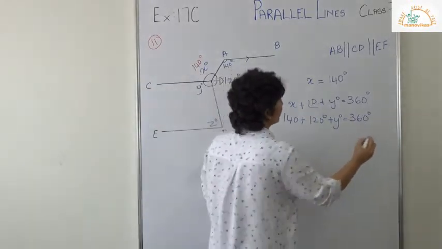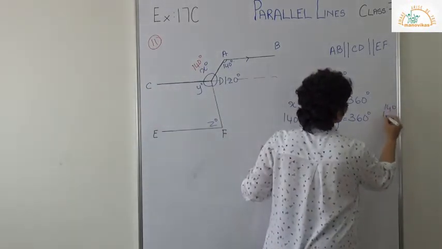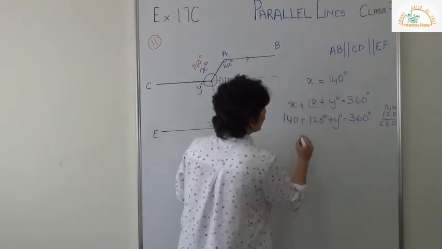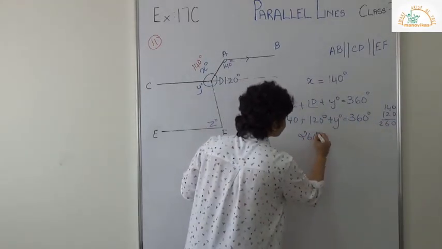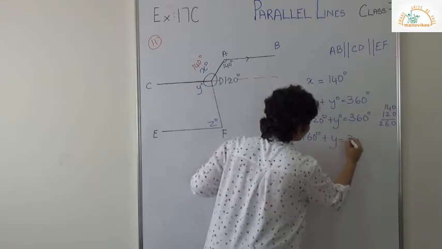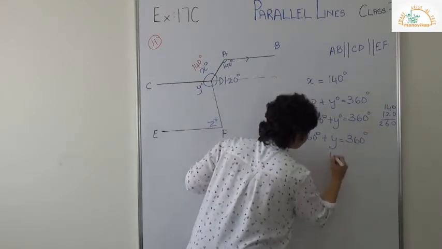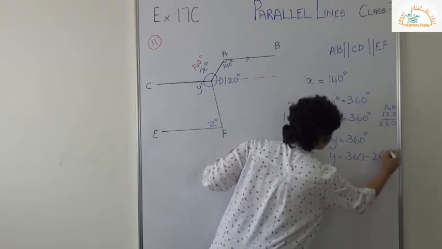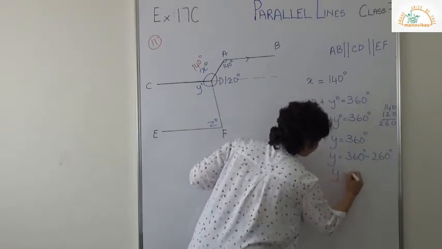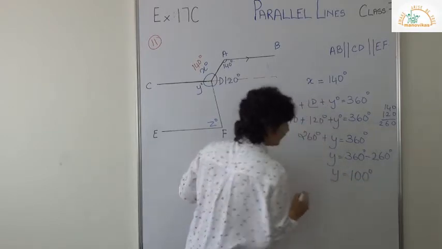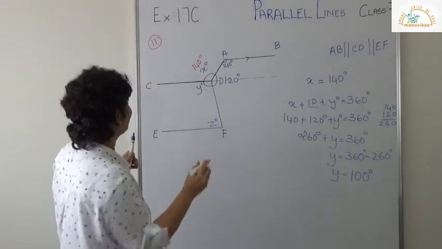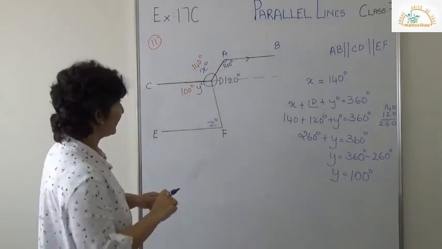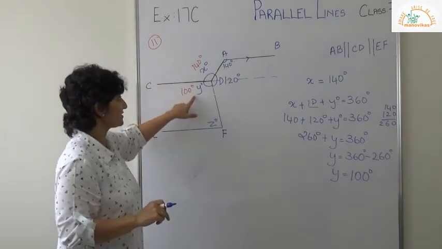Now 140 plus 120 will give you 260, isn't it? So 260 degrees plus y is equal to 360 degrees. Y is equal to 360 minus 260 degrees. So y is equal to 100 degrees. So you have found out y, that is 100 degrees. Correct? So now you know what is x, you know what is y.